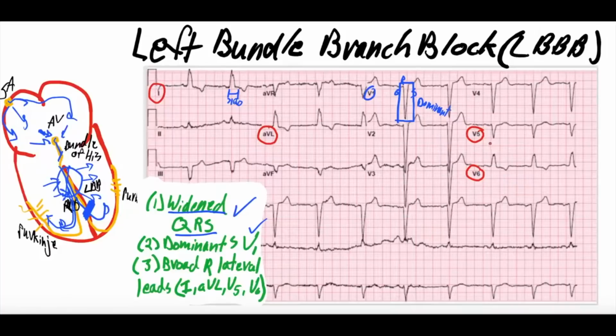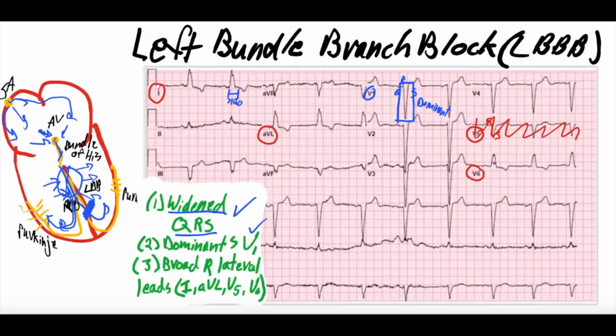I will just note that in this EKG specifically, in V5, we do not have this broad R wave, right? Because this is an S wave here. R would be going up. So I'm going to cross this out. But in the rest of the lateral leads, 1, AVL, and V6, we see these broad R waves.